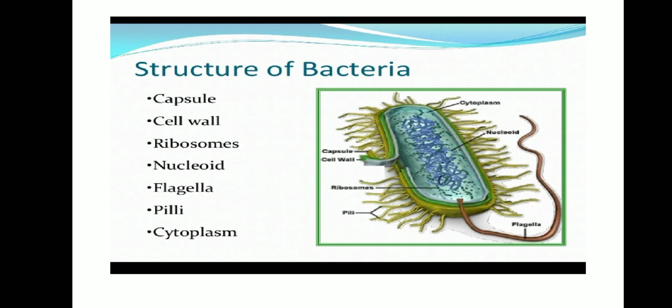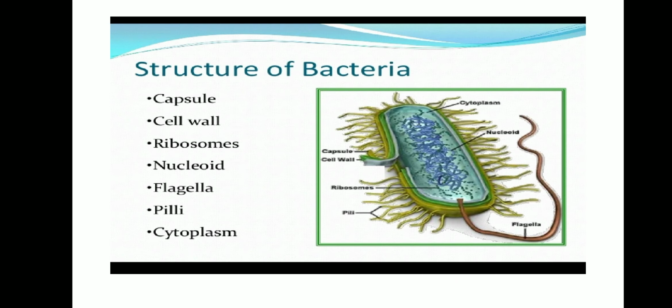Next, Vibrio. The comma-shaped bacteria is Vibrio. Example, Vibrio cholerae. So we have seen 4 types of bacteria based on shape. What are they? Comma-shaped Vibrio, spherical-shaped cocci, spiral-shaped spirilla, and rod-shaped bacilli.